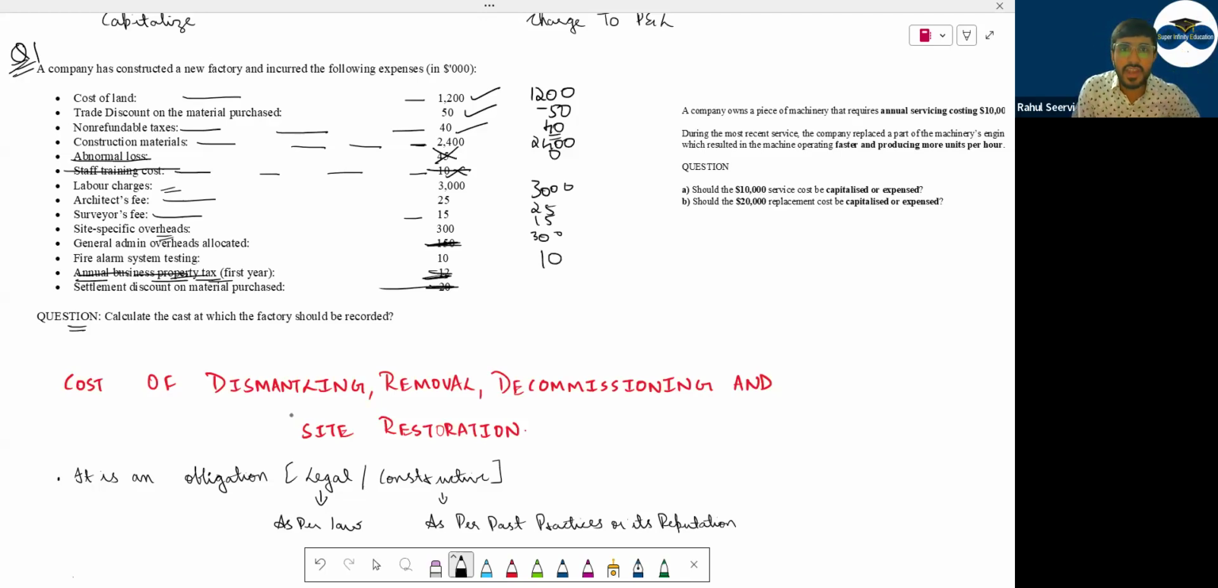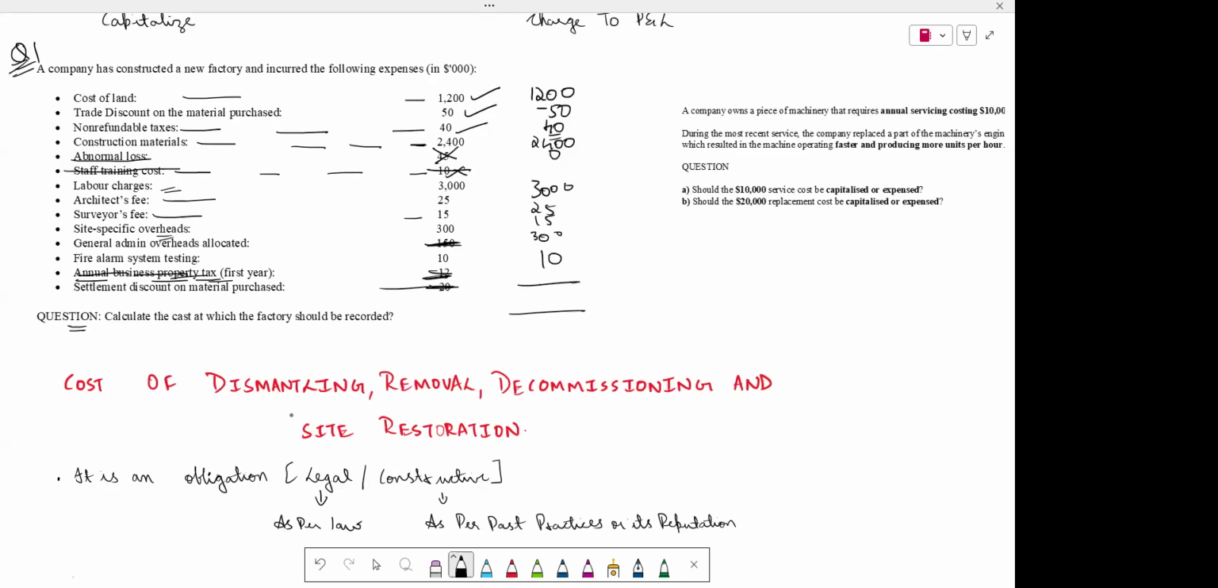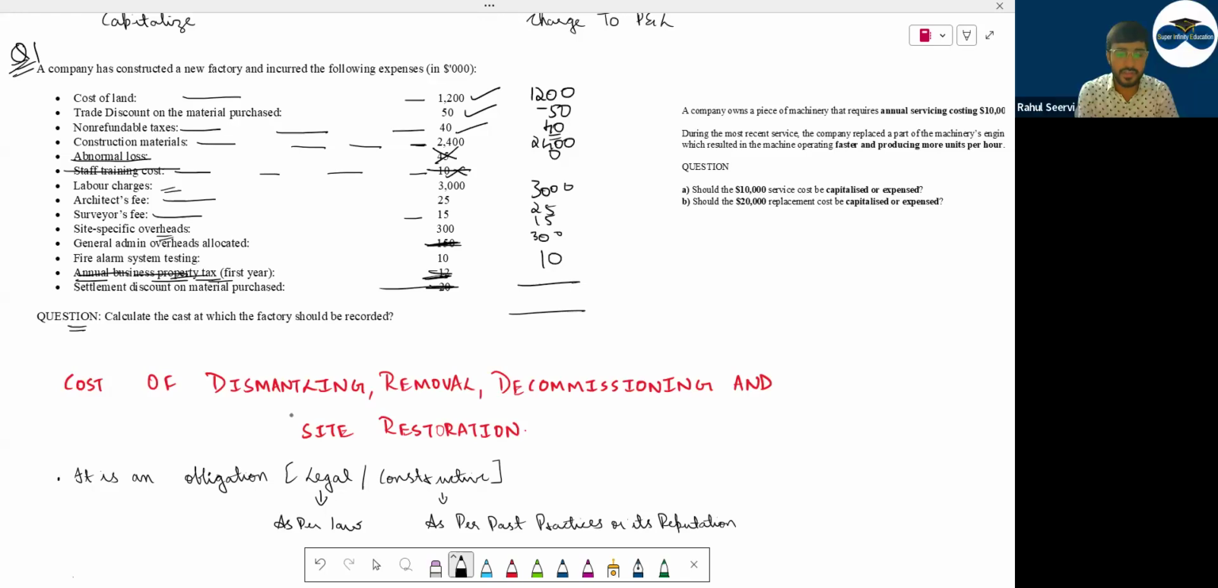So can I say these are the items I will be including? Can anyone tell me the total? What is the total here? 1200 minus 50 plus 40. Let me do 3000 plus 25 plus 15 plus 300 plus 10. I got 6940. Everyone getting the same answer? Yes, sir. So it is clear what costs are included and what costs are excluded. We'll do further questions.